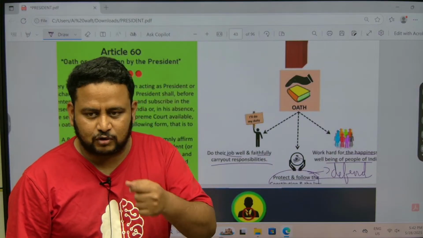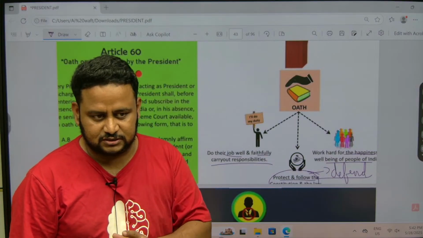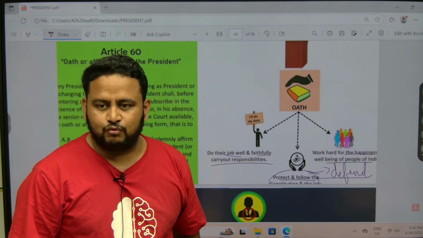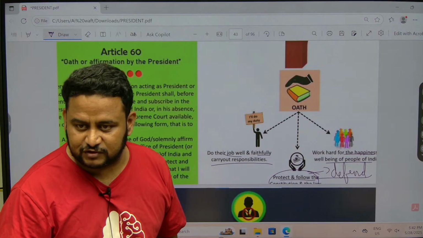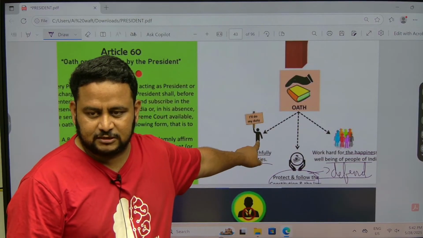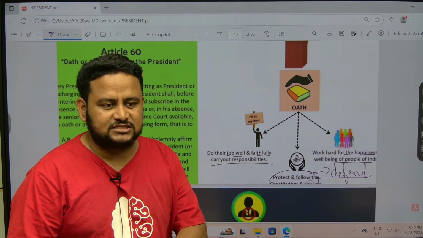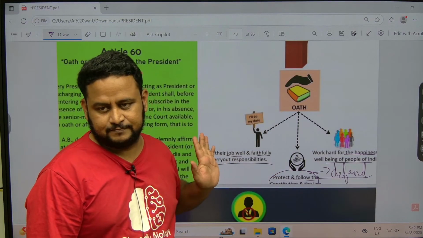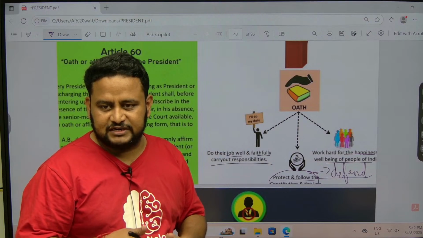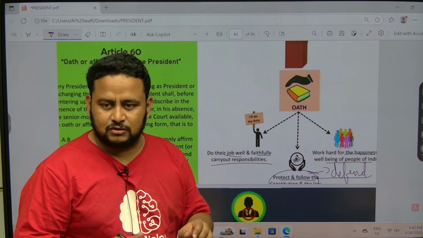Okay, Supreme Court or Chief Justice of India, depending on the options. Okay, who is the guarantor? Who is the guardian of the constitution? Supreme Court. But when it comes to who is the defender of the constitution? President. Only the president takes the oath as the defender of the constitution. That is why any law, if it is against the constitution, the president will not sign it.